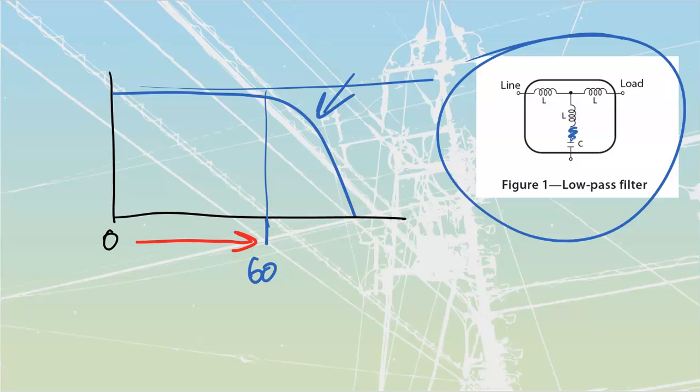Do remember that if you do have low-pass filtering, those low-pass filters are designed to dissipate harmonics as heat. Okay, it's the safest way to do so, which means that you do need to make sure that they're going to be properly ventilated.